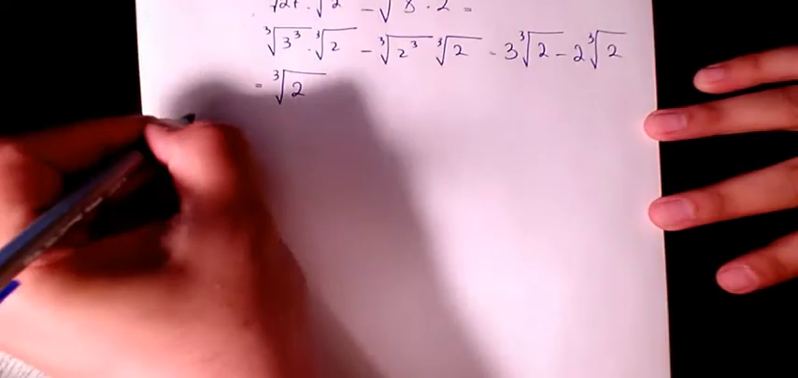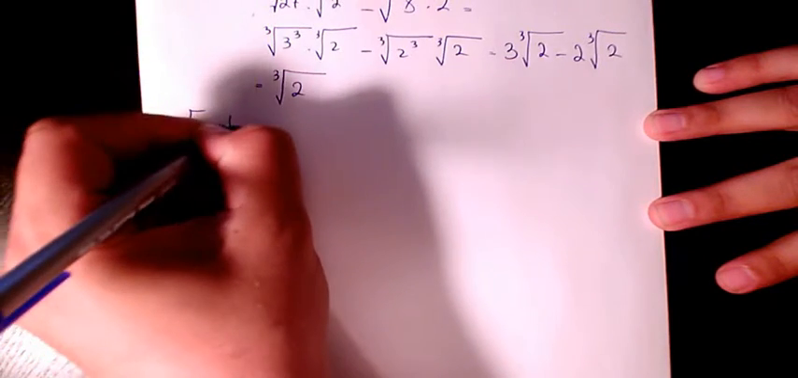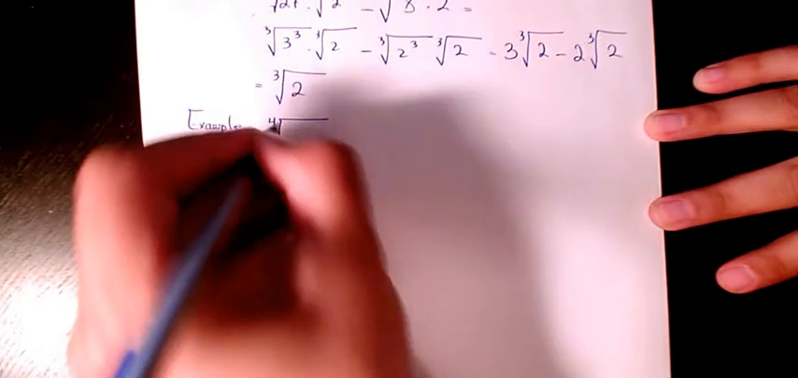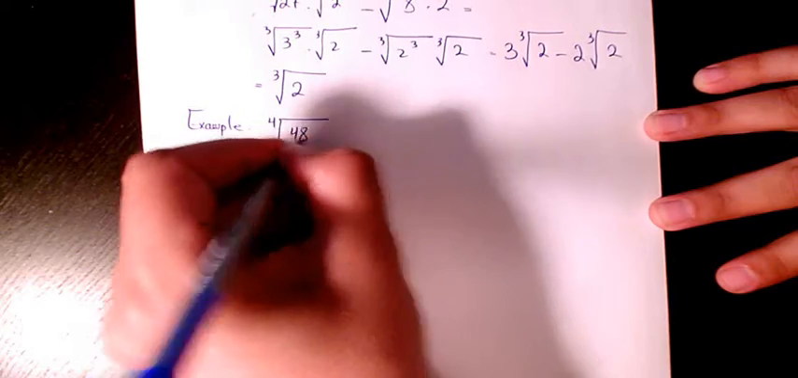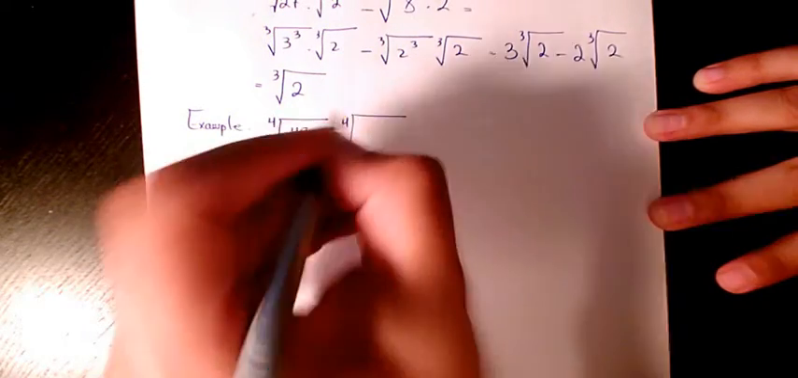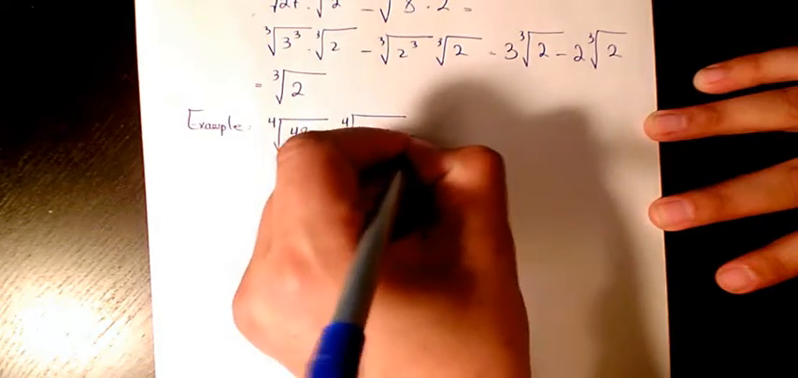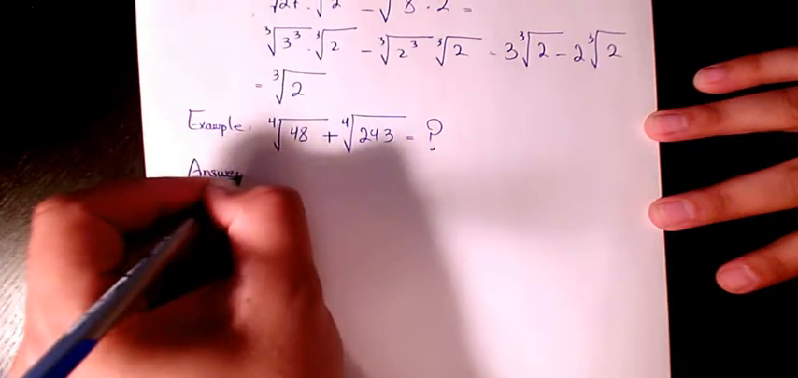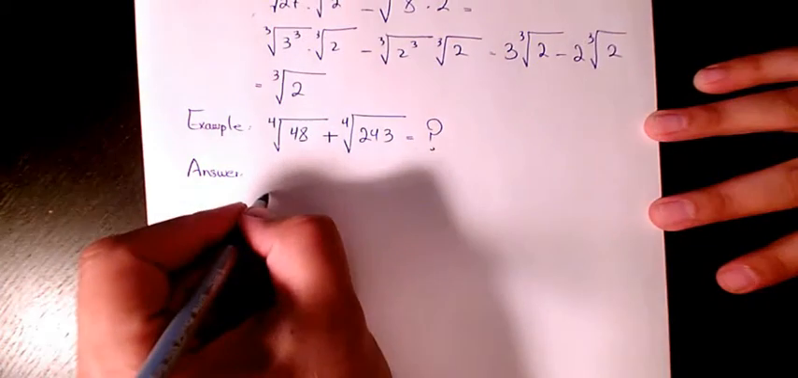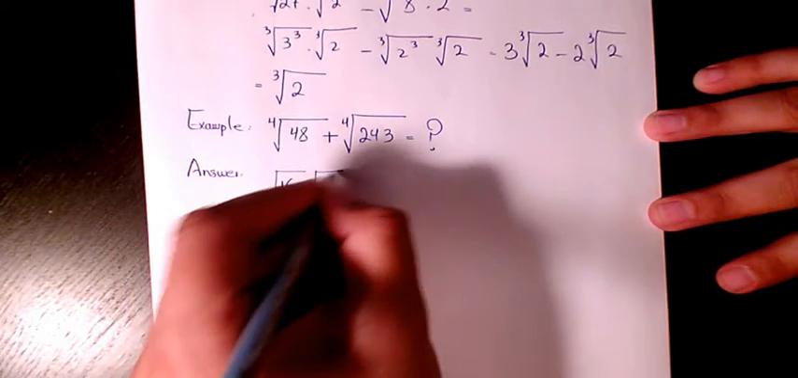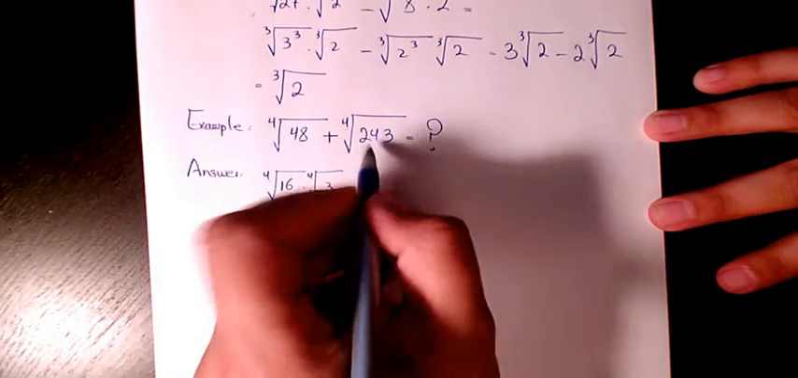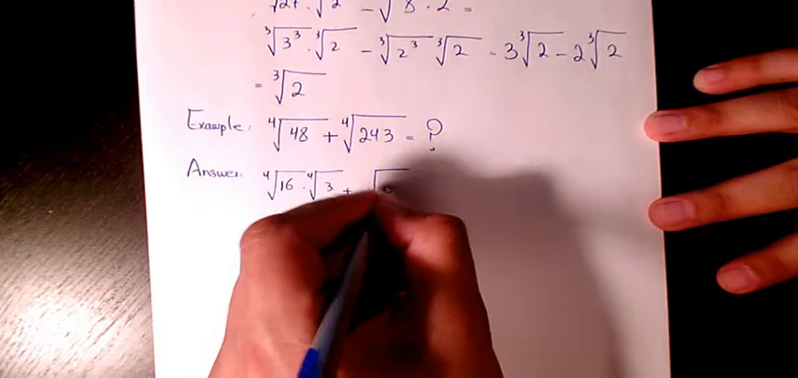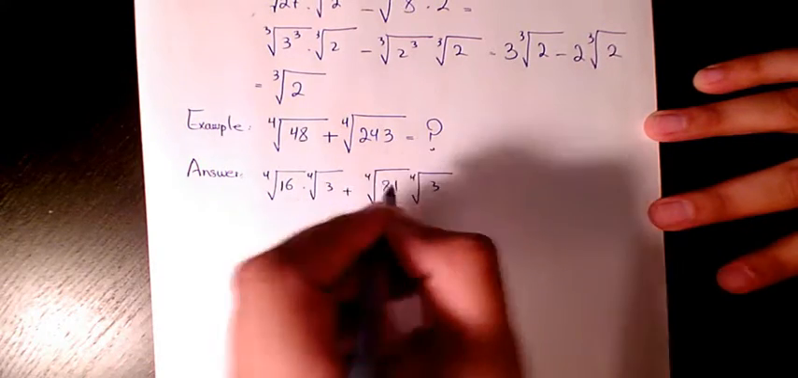Next example. It's going to be 4th root of 48 plus 4th root of 243. The answer will be 48 is 16 times 3. So it's going to be 16 times 3, 4th root. 243 is 81 times 3. So 81 times 3, and here we have 4th root and 4th root.